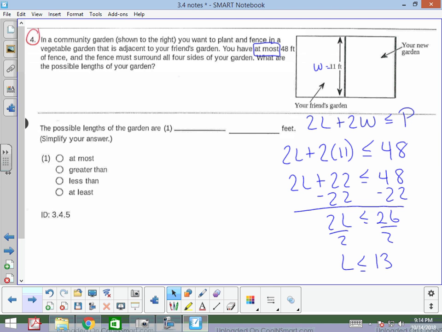So it's at most, so this is that pull down menu part. At most, all you have to do is click on it. 13 feet.